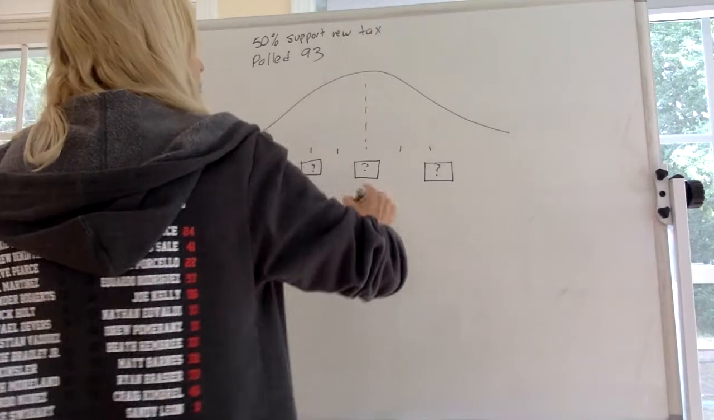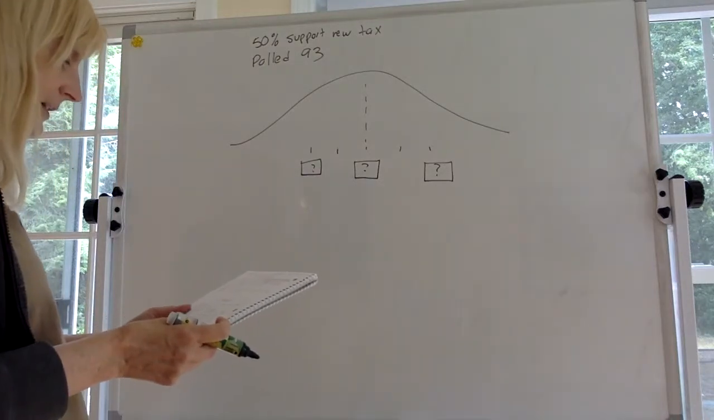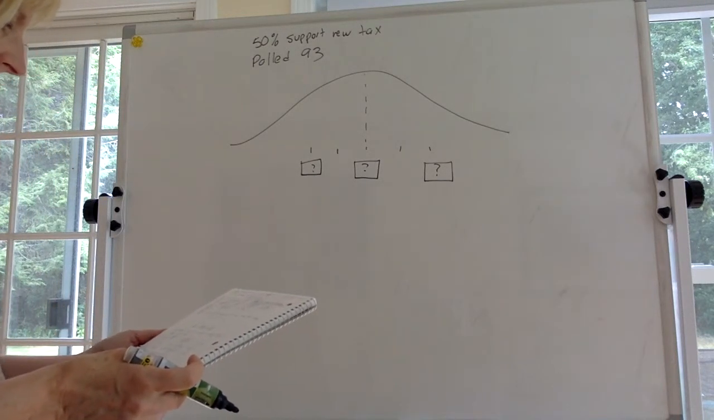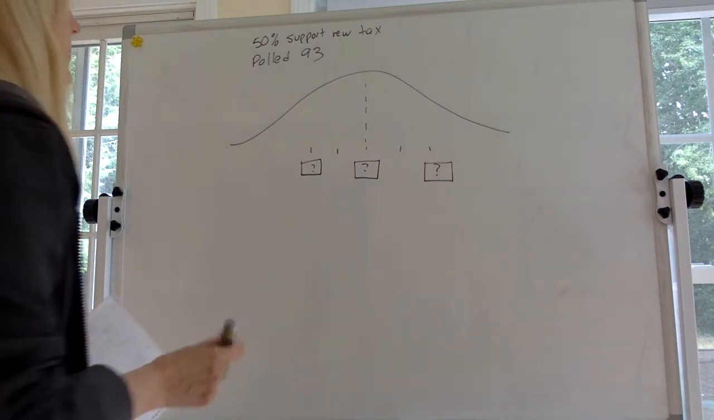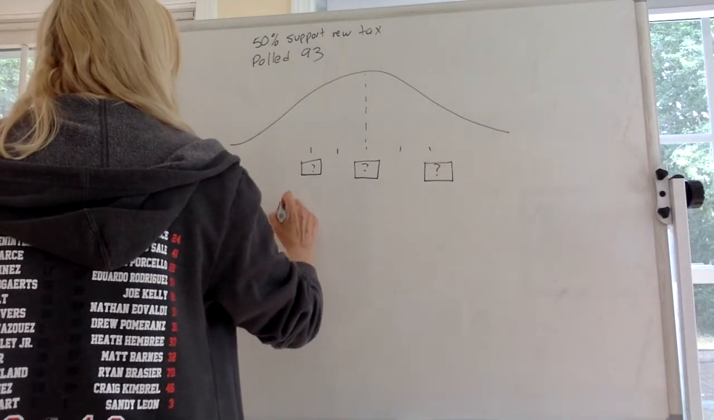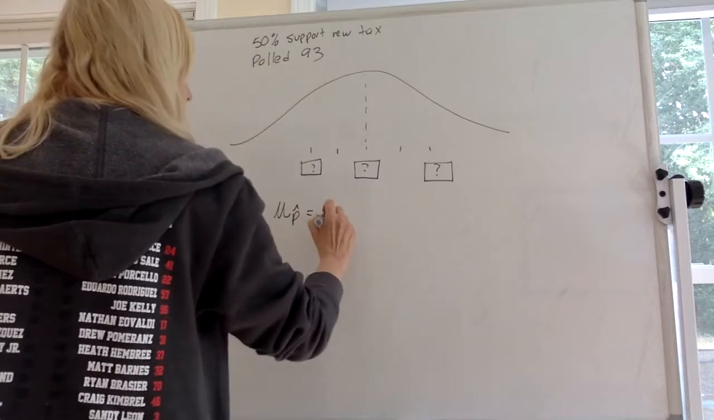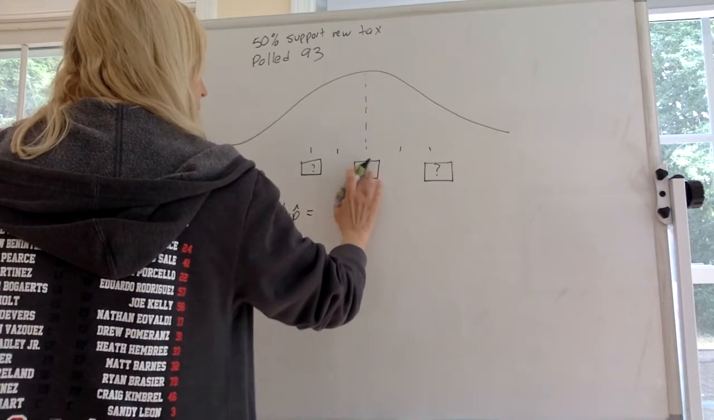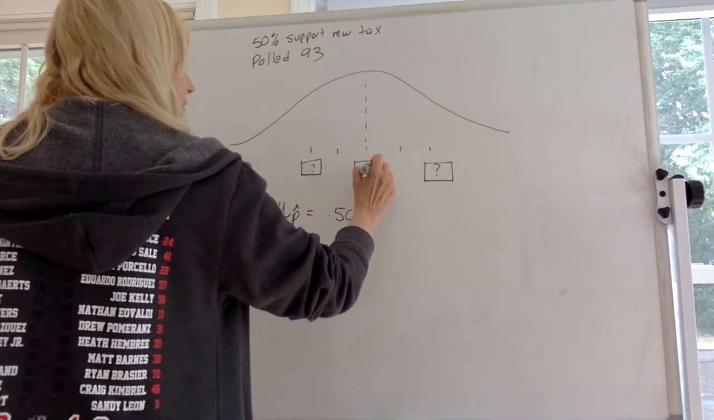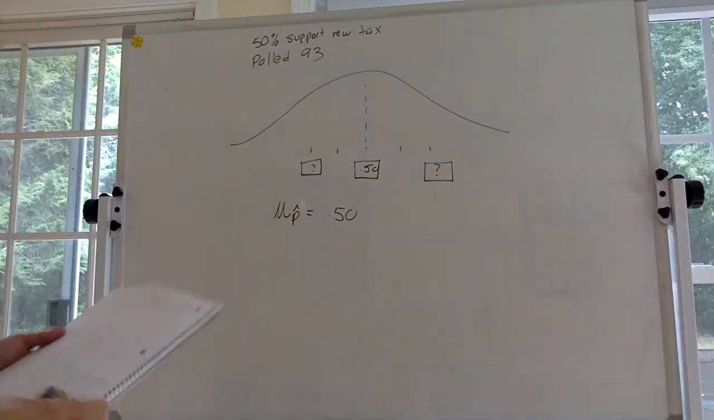Well, right down the middle, we know that that's going to be the mean. So that's the mean of our sample, of our proportion actually, which is equal to 0.5. So this right here is 0.50, okay? That's the 50%.